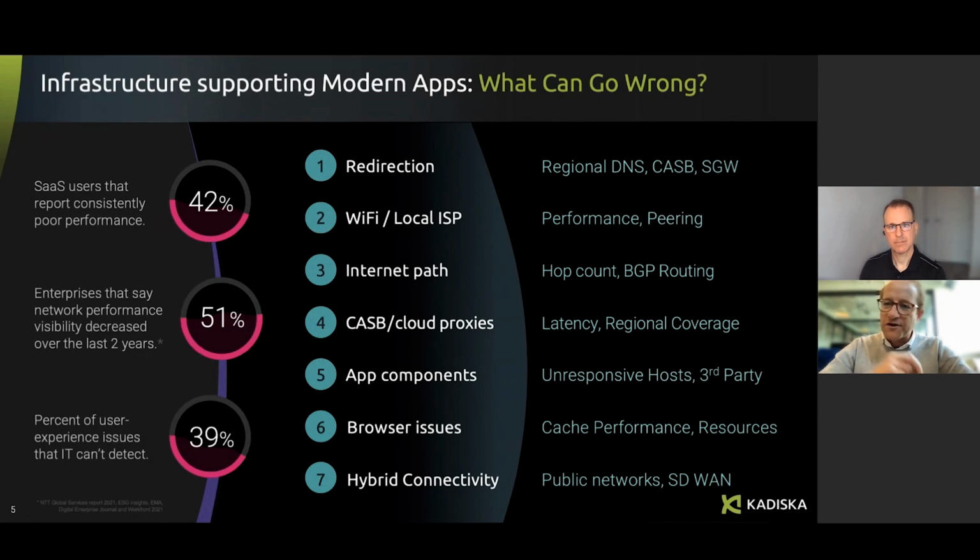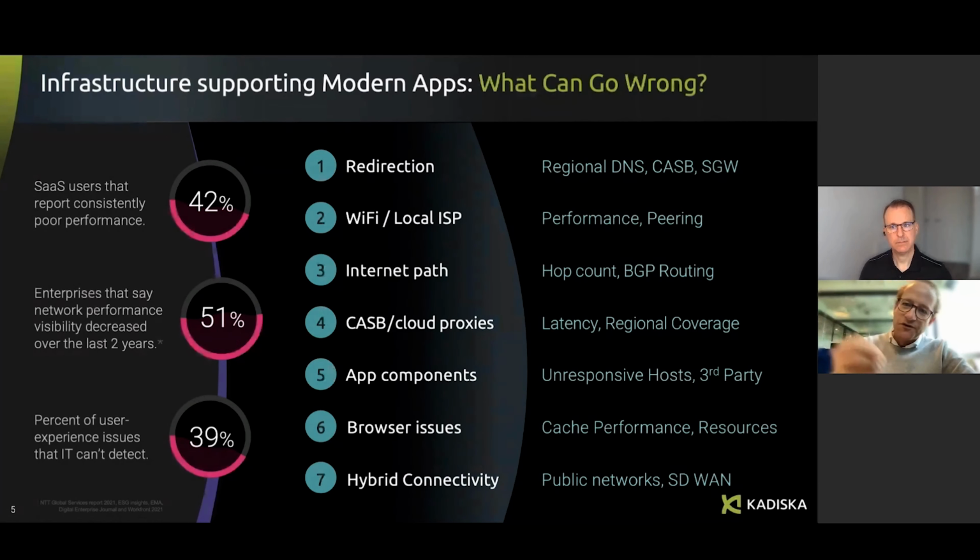I guess the first one, if we start from the user, is really going to be the redirection. So depending on where you stand or where your SaaS provider thinks you stand, they're going to redirect you to different nodes to optimize the latency between your users and the SaaS platform as a whole, which comes with the first set of new complexities, which is that every experience based on the location is going to change. Then you've got the Wi-Fi and the local ISP, which is really the connectivity attached to each user. And then you've got the internet path.